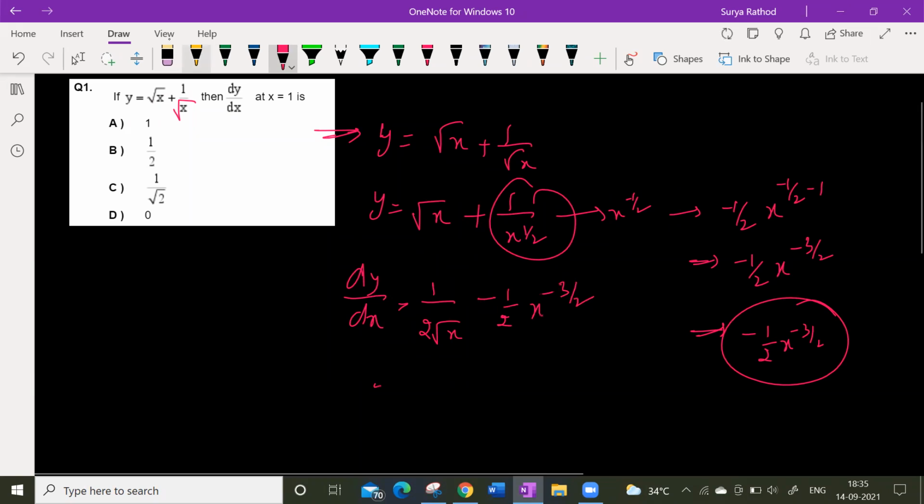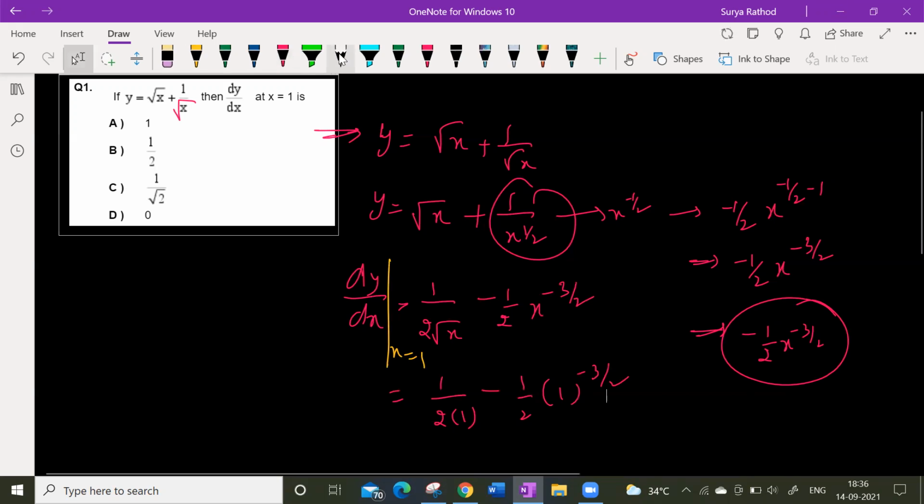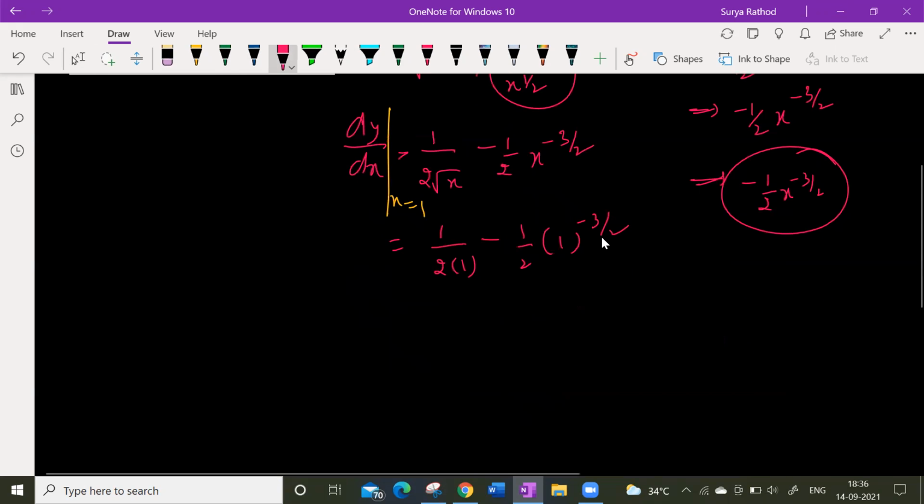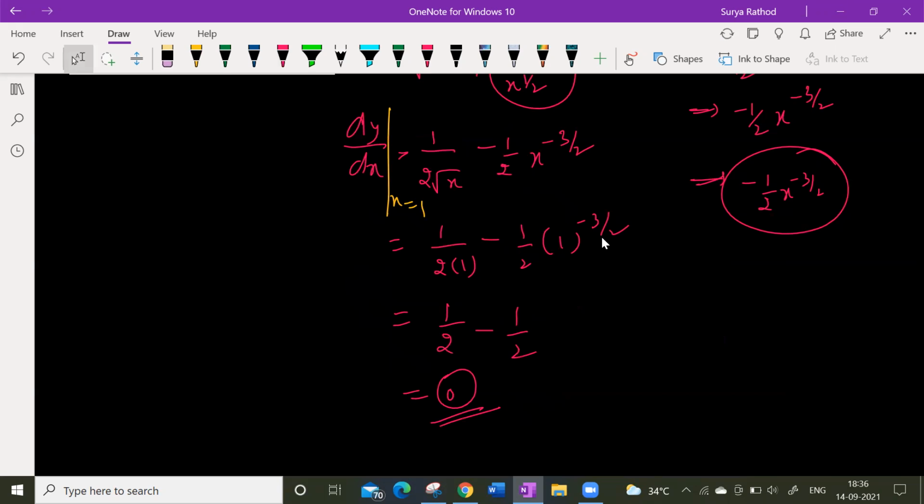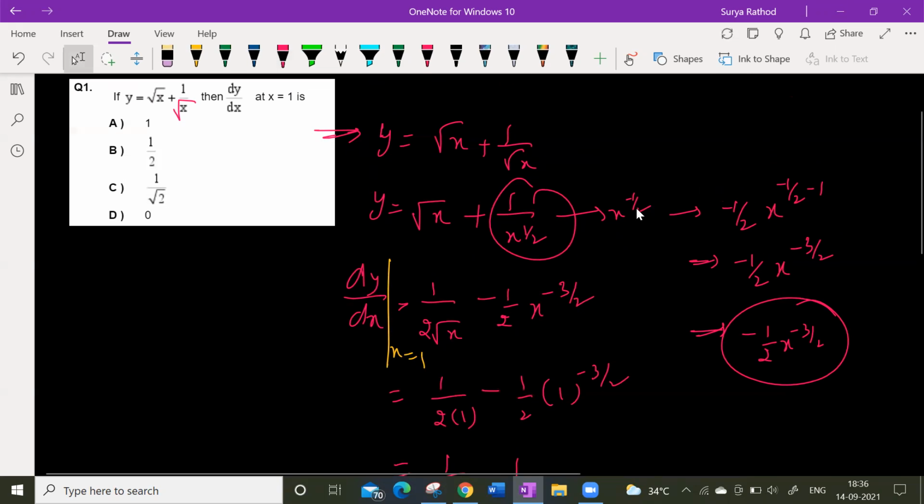So he is asking for dy by dx at x is equal to 1. At x is equal to 1, substitute the value of x in dy by dx. 1 by 2 into root 1 is 1 only. 1 to the power of anything is 1 only, isn't it? Now look at this here. So 1 by 2 minus 1 by 2, what is the answer? 0. 0, that was simple.